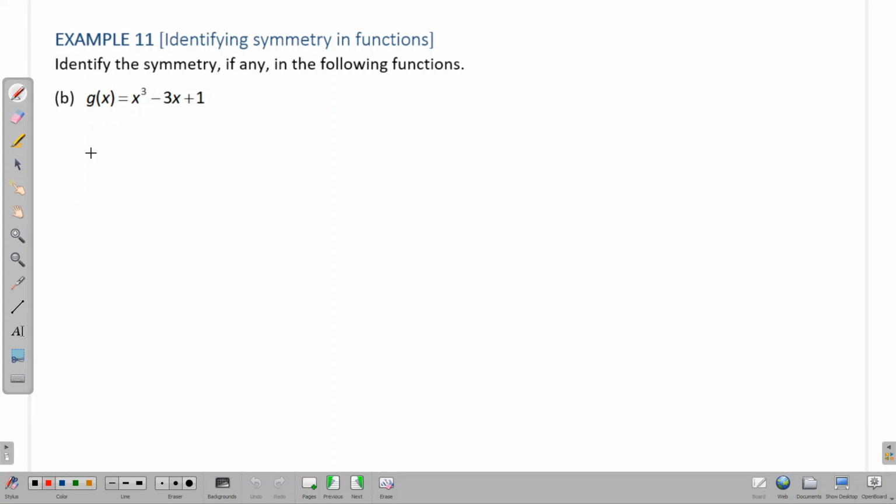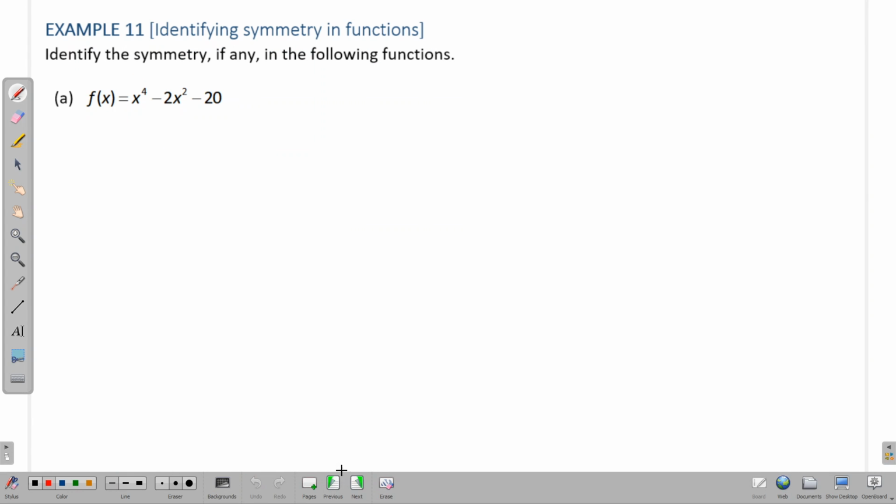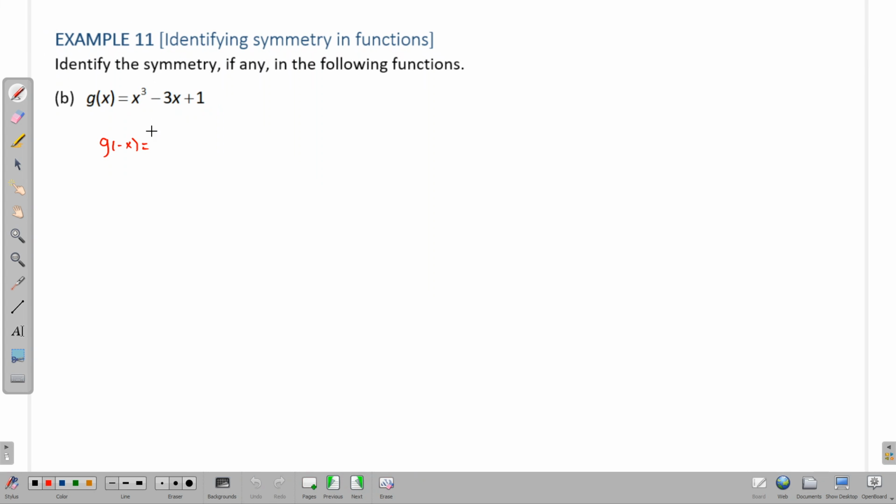All right, let's try another one. So g of negative x. Now what a lot of people get in the habit of is they think, oh, if I see an even power, it's an even function. This one has an odd power, so it must be an odd function. Well, it's not quite that simple. There is a problem with this one. We will see it is not actually odd.